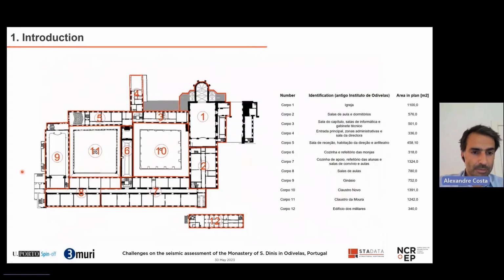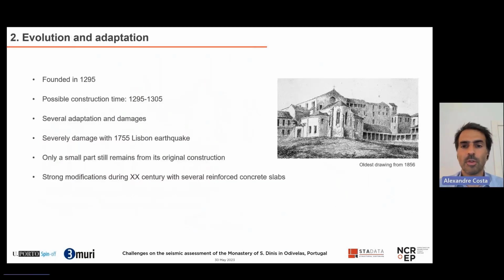In the main part, we have 11 different constructions, and then we have another one, the 12th, which is an isolated building. If you take a look at this, you have here the church and the two cloisters. We are speaking about 10,000 square meters of implementation area. And then we have 2 to 3 stories, which means that in the end, we have around 20,000 square meters of total construction area.